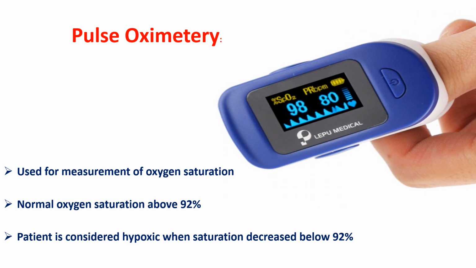The third monitor, the pulse oximetry. It is used for measurement of oxygen saturation. It gives an idea about whether the patient is well oxygenated or not. Normal oxygen saturation is above 92%. A patient is considered hypoxic when the saturation decreases below 90.